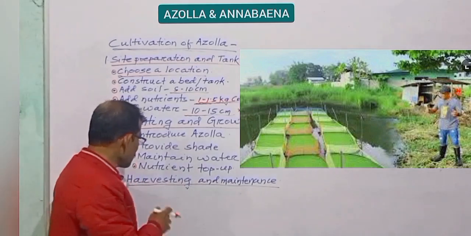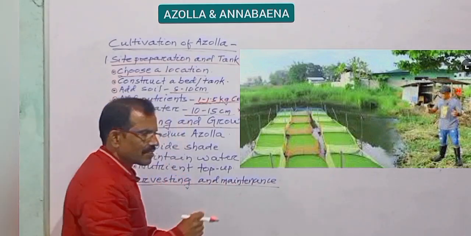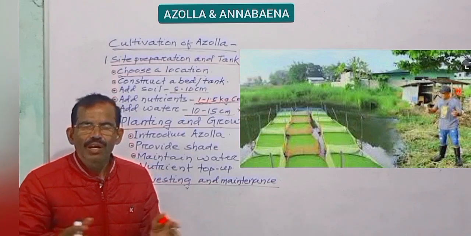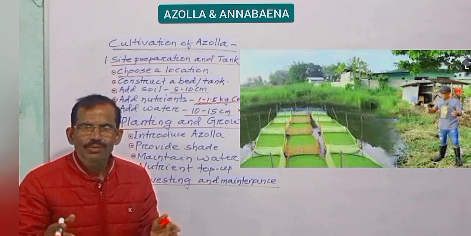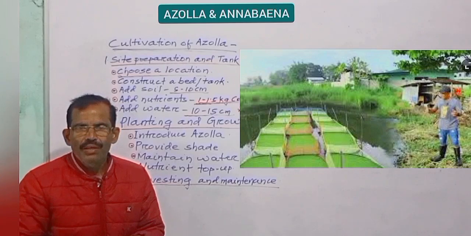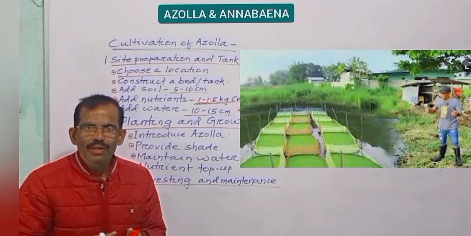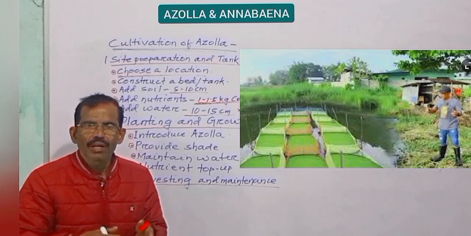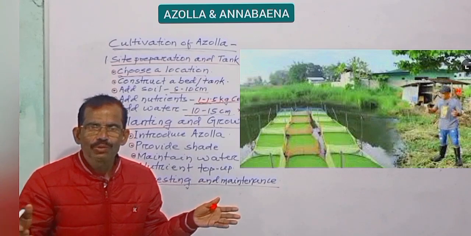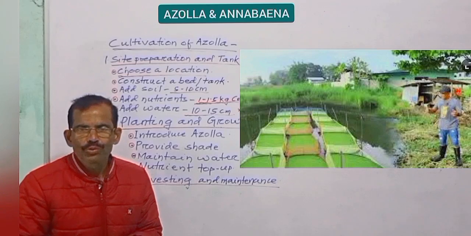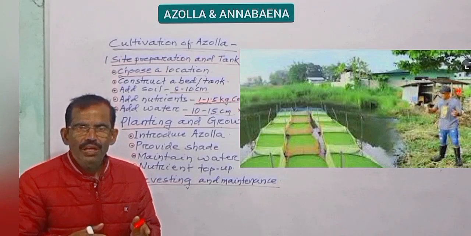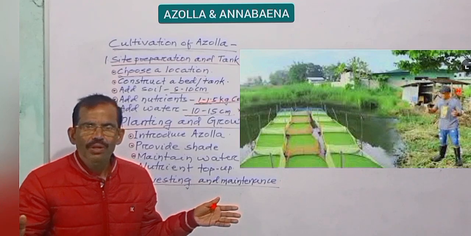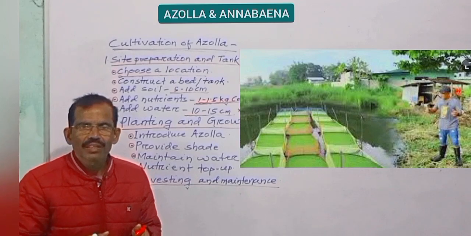Third step is harvesting and maintenance. Azolla grows at a rapid rate, covering the surface in 7 to 10 days. In order to prevent overcrowding, 1 to 1.5 kilogram of Azolla can be harvested daily and can be used for different purposes. For pest control, if necessary, pesticides such as carbofuran can be applied to the tank.